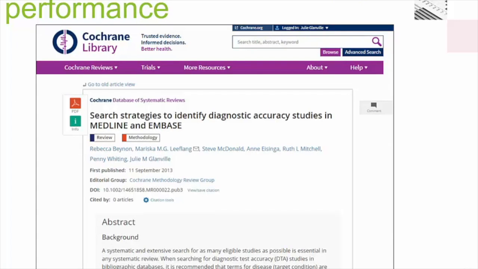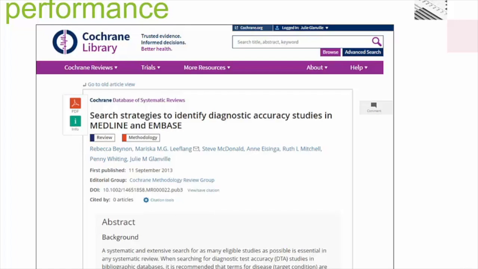So this slide shows you an example of a review of search filter performance. This is a Cochrane methodological review which appraises the performance of search filters which have been developed to identify diagnostic accuracy studies in Medline and Embase. And the authors of this paper have identified a range of DTA filters and have then looked at the performance data and reviewed it and come to a conclusion about how well DTA search filters perform.